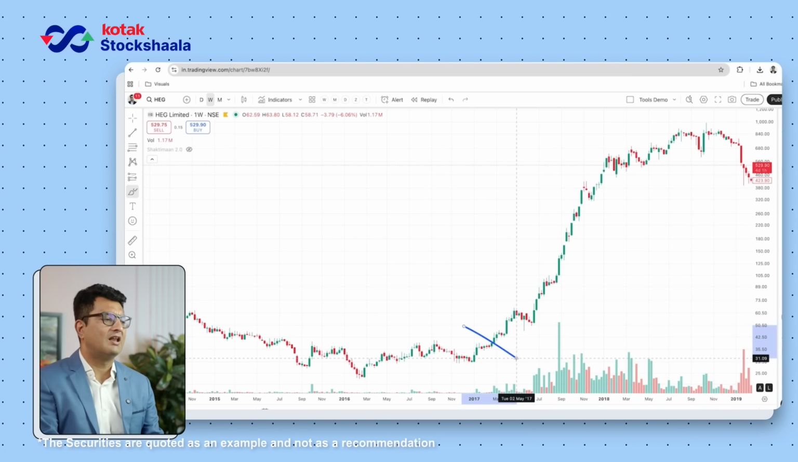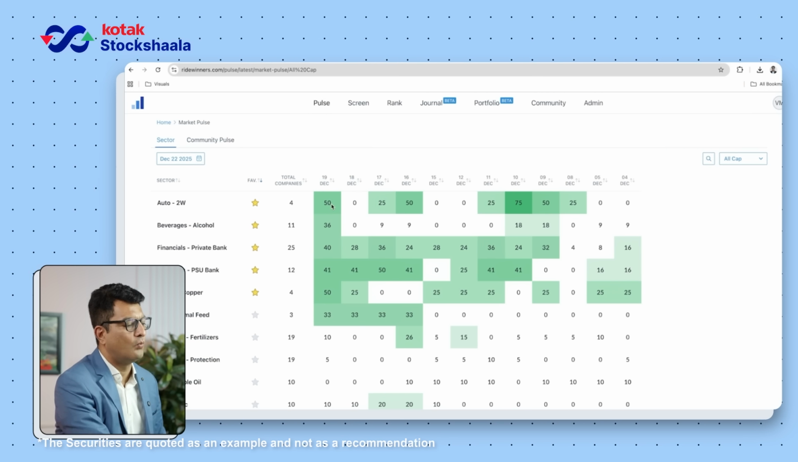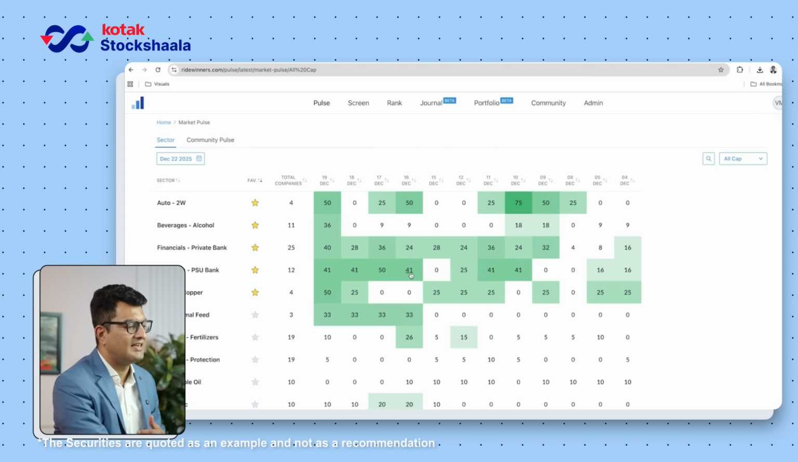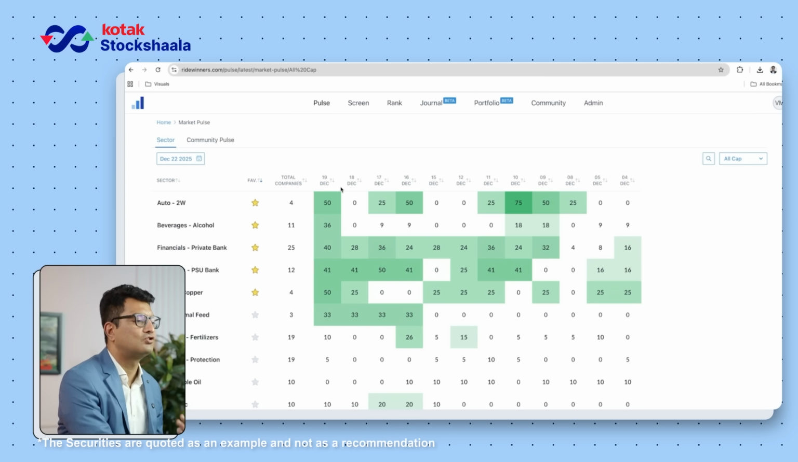Now, many times what will happen is, like how I showed you in the Ridewinners initially, there could be one big sector that is coming up. Like for example, in the screen, PSU Bank is showing price action across the sector. Okay, so many times not just one company but many companies in the same sector also might pop up in your screen, and that will give you more conviction to hold that particular company.